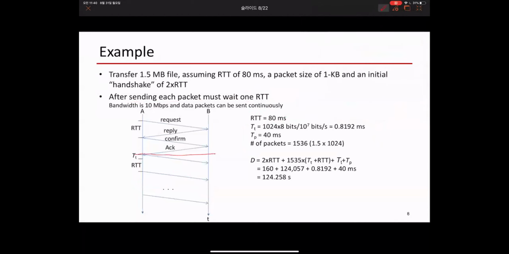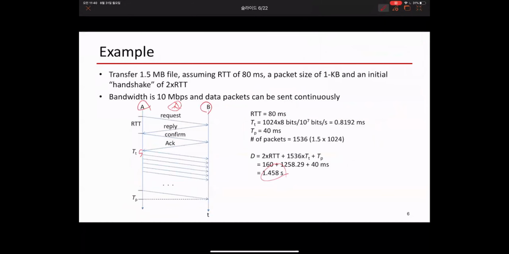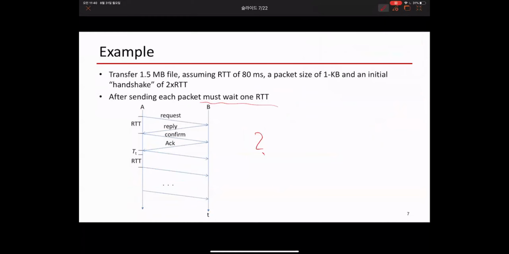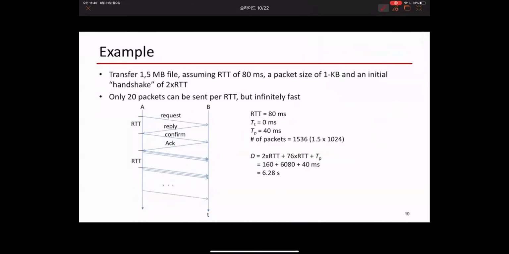In this case, sending it, wait for RTT, sending it, wait for RTT, sending it, wait for RTT. There's no feedback. Then it will take 124 seconds. Previously, it only took 1.4 seconds, about 100 times faster. Okay, now we are solving in a slightly different way. Only 20 packets can be sent per RTT, but infinitely fast. So I have a new assumption again. Up till this point, it is all equal.